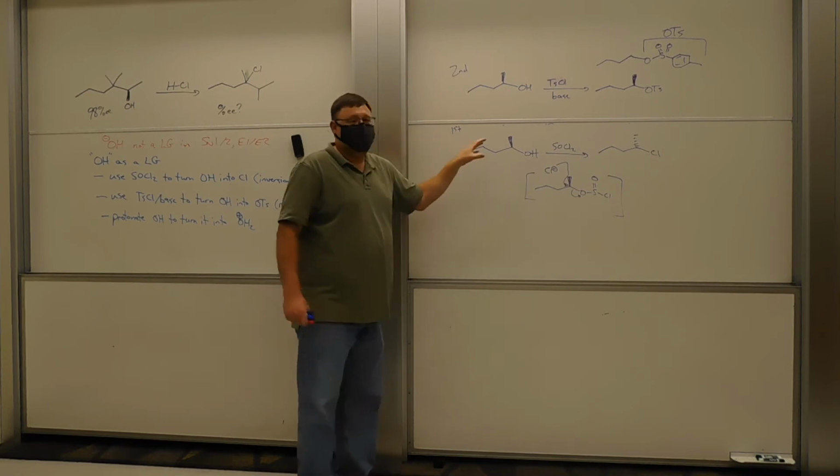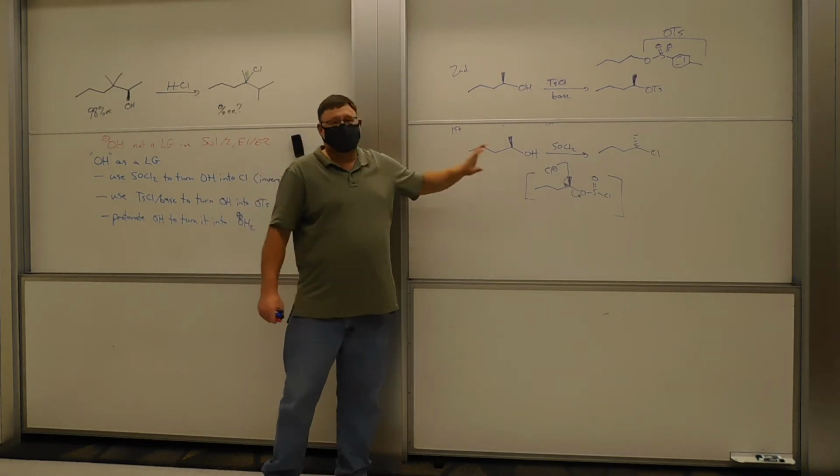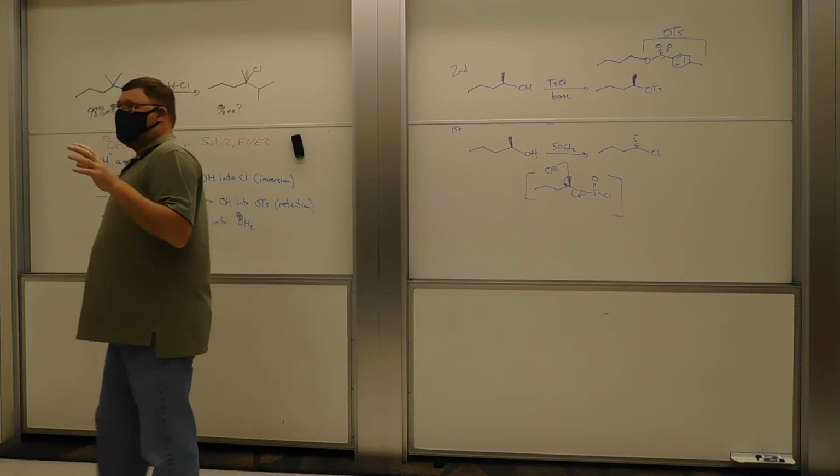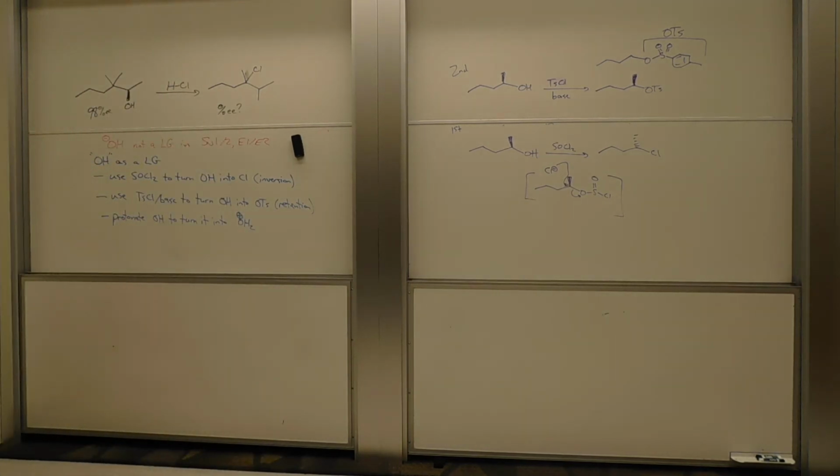Okay, so this is the second way. Now you've got a leaving group. You've turned that OH into a leaving group that can leave in any of these 4 reactions: SN1, SN2, E1, E2. The third way, which is the one in the reaction I asked you guys to process first, is to protonate the OH.